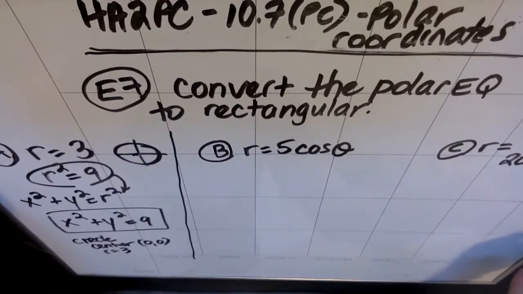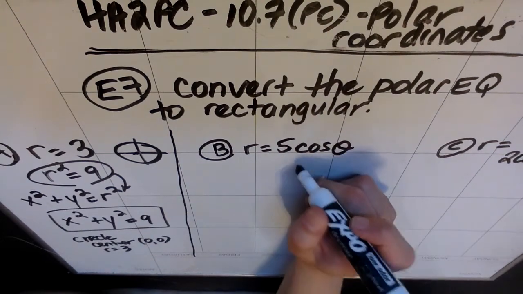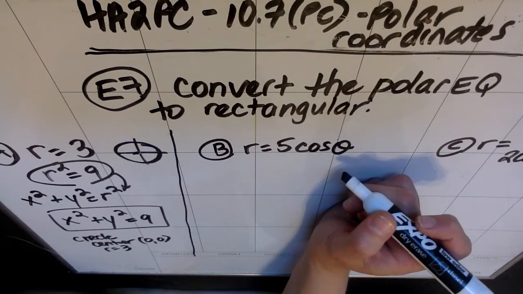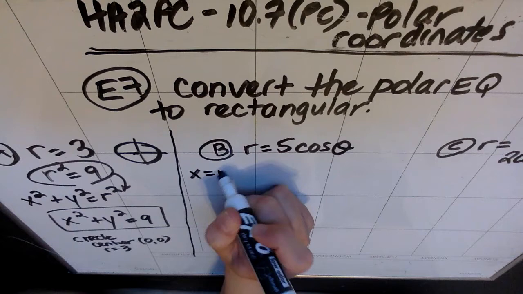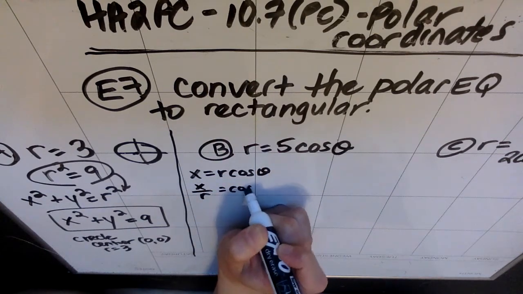In B, I have r equals 5 cosine theta, right? So there's a couple things I can do here. One option, which is probably slightly easier than some of your other options, and you don't have to do it, but it's an option, is that you could replace the cosine theta first and see what happens, right? So we know that x equals r cosine theta. So x divided by r is my cosine of theta, right?